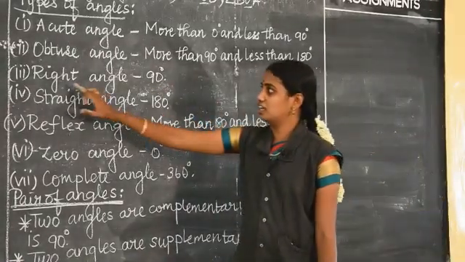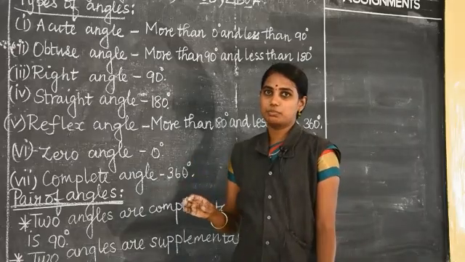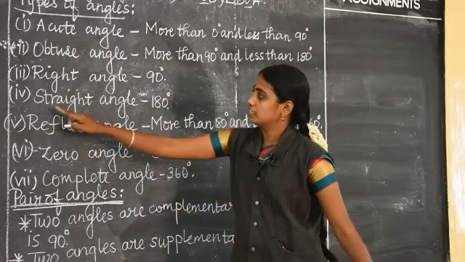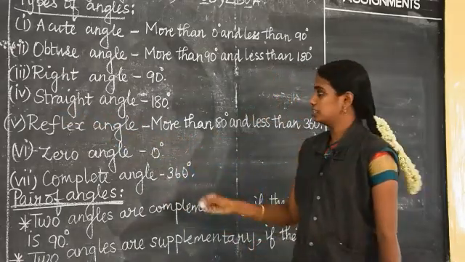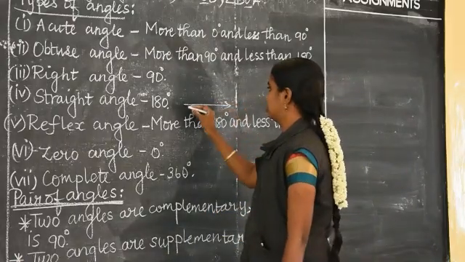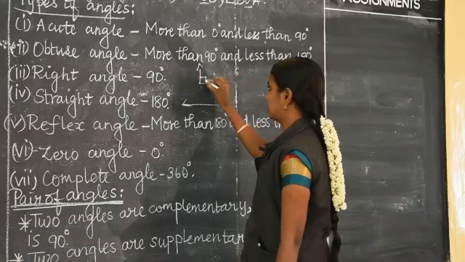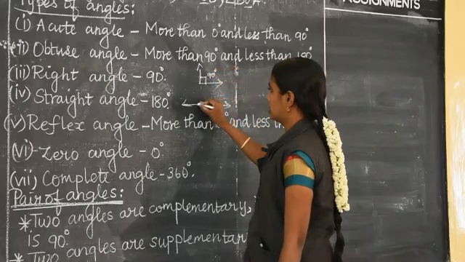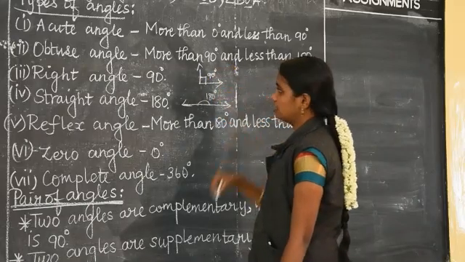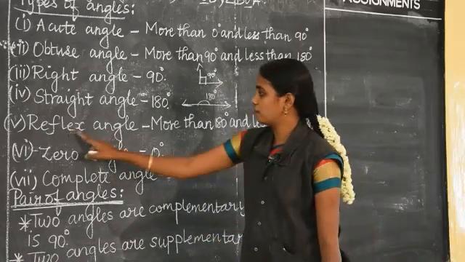Next, right angle: 90 degree. Right angle means what? 90 degree. Then straight angle: 180 degree. So we know that this is our straight angle, and this is our right angle. Right angle has 90 degree, straight angle 180 degree. Next, reflex angle.